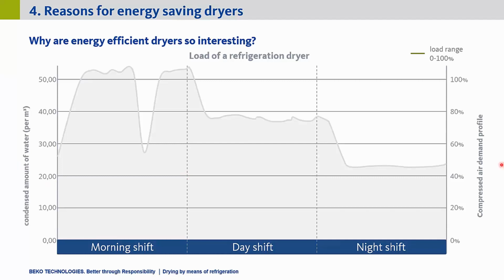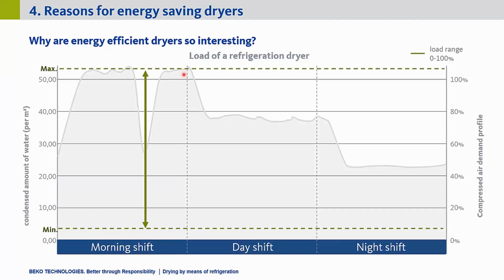So a dryer is normally sized or selected for worst case conditions. So also here in this case for the maximum. So here, these two small peaks, we have to select the dryer that is able to treat the load at these two peaks. But the workload of a refrigerant dryer does not only depend on the height of the compressed air volume flow that needs to be dried.